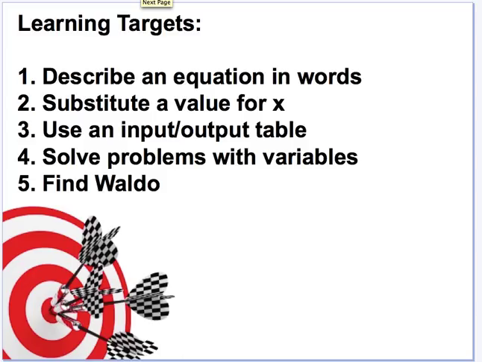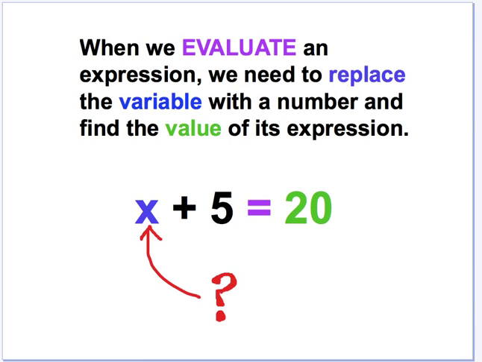We're going to substitute a value for x. So when you have an expression like x plus 5, we're actually going to put a number in to represent that x. We're going to also do an input-output table. We can solve problems with variables, and of course we're going to find Waldo.